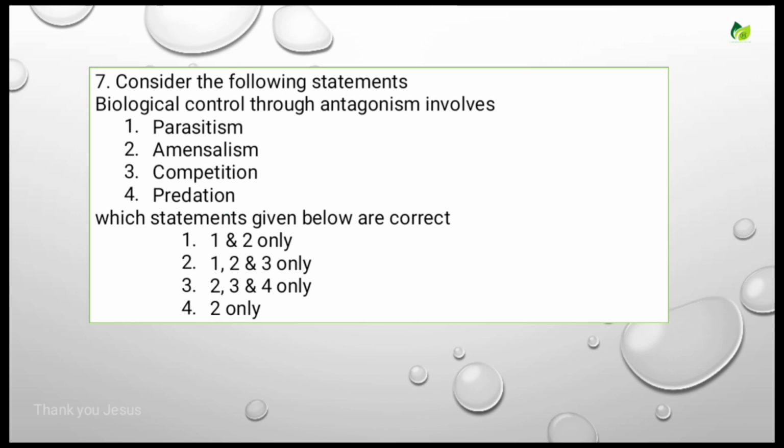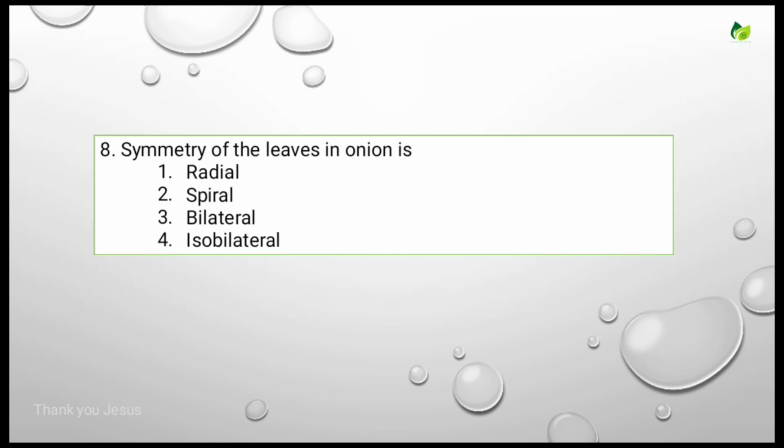So consider the following statements. Biological control through antagonism involves. Okay, four statements are given: parasitism, amensalism, competition, predation. These are the relationships between organisms. So which statements given below are correct? Okay, you have to pick the correct statements which involve antagonism. So the correct answer is 2, 3, 4. That means antagonism involves amensalism, competition, and predation. Let's see the next question.